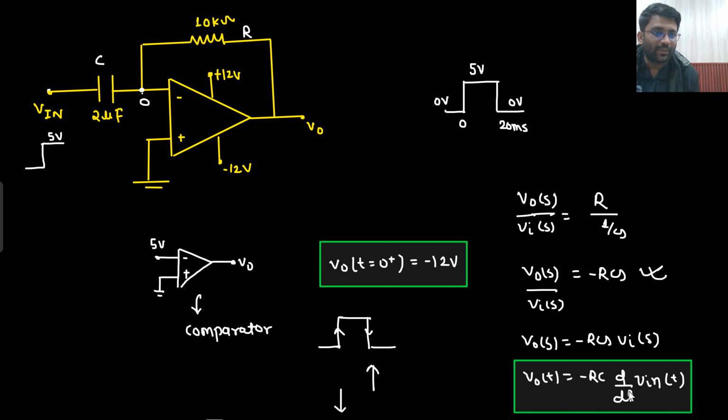This is the frequency domain analysis, that is absolutely fine. V naught of j omega divided by V in of j omega comes out to be minus j omega RC. Till this point, it is absolutely fine. Now you have to do the frequency domain analysis. This is your step function. So how much frequency content do you have here?